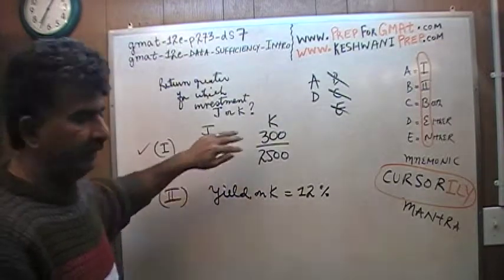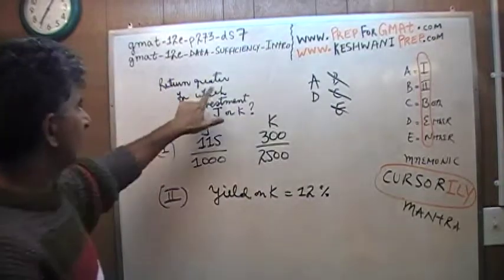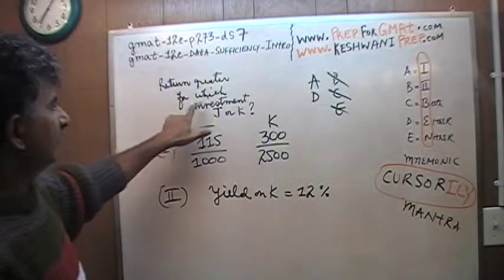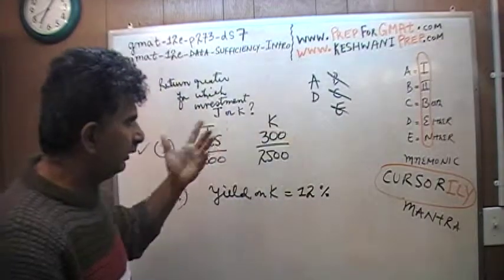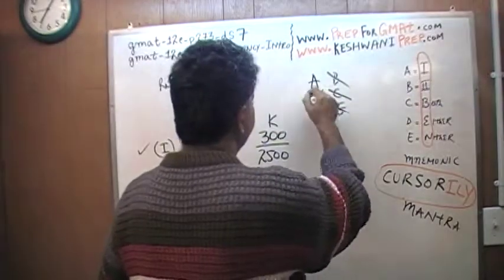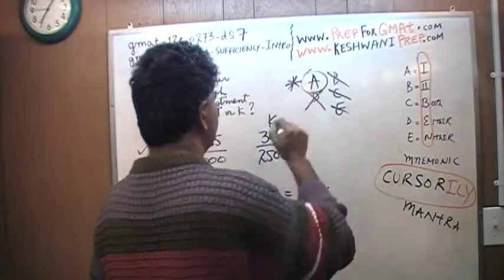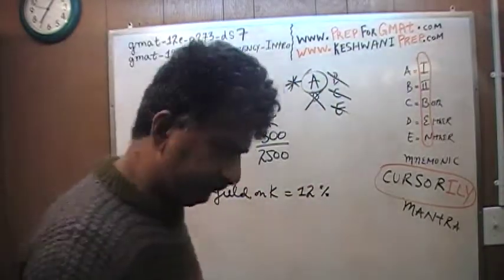So if I do not know anything at all about J, how can I answer this question? Return is greater for which investment, J or K? I cannot answer that question based only on the second statement. So the answer is not D. The answer is A. That's all. We are done.